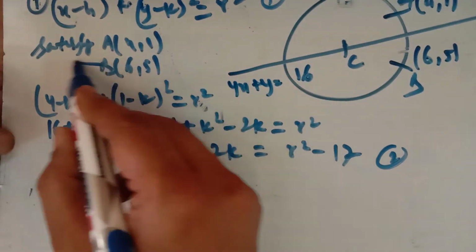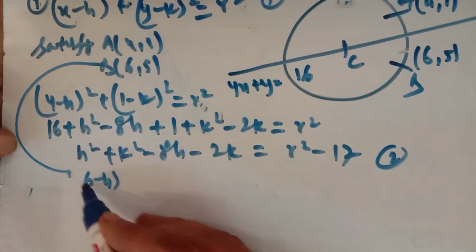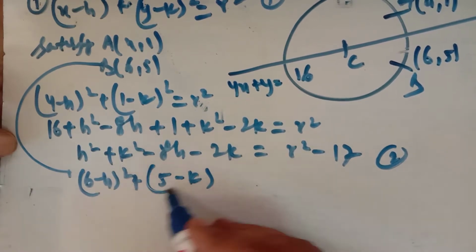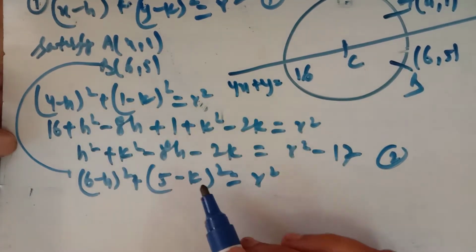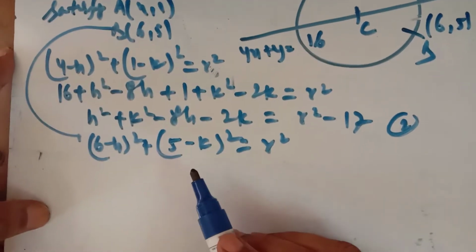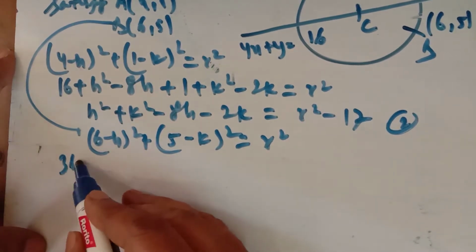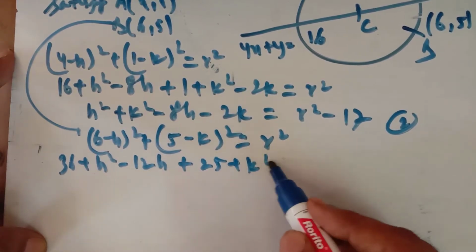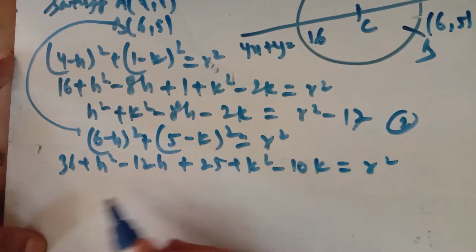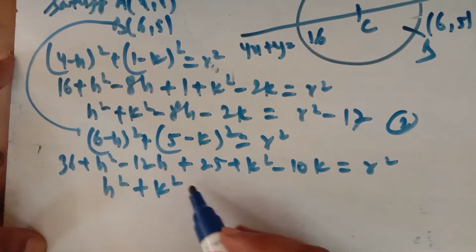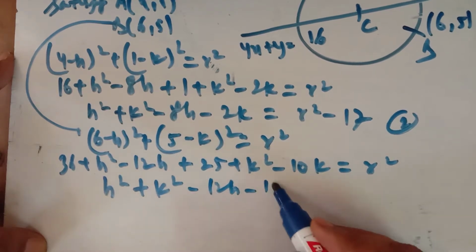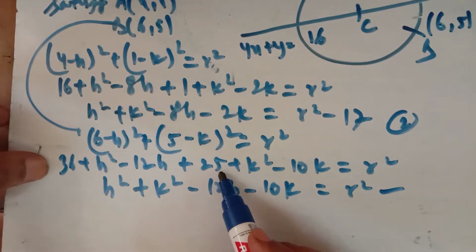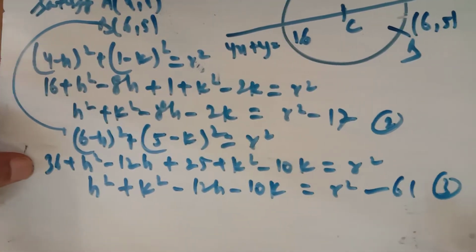Now similarly this point will satisfy this equation. It will be (6 minus h) whole square plus (5 minus k) whole square is equal to r square, because the values of x and y will satisfy this equation of the circle. So you are getting h square plus k square minus 12h minus 10k is equal to r square minus 36 minus 25, which is 61. So this is the equation number 3.